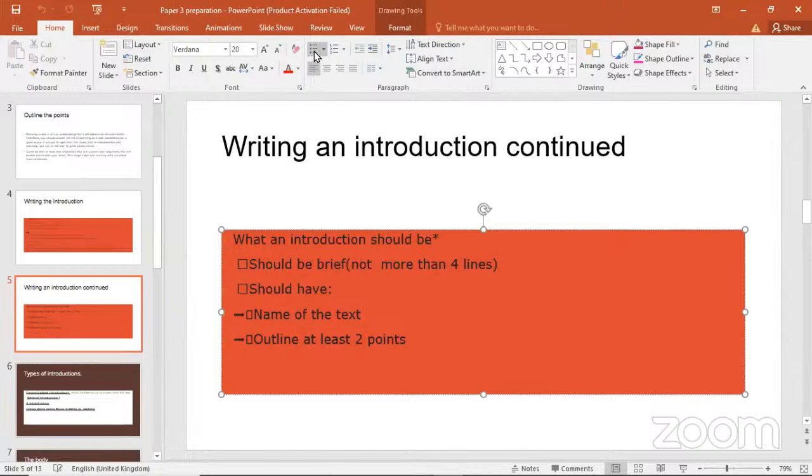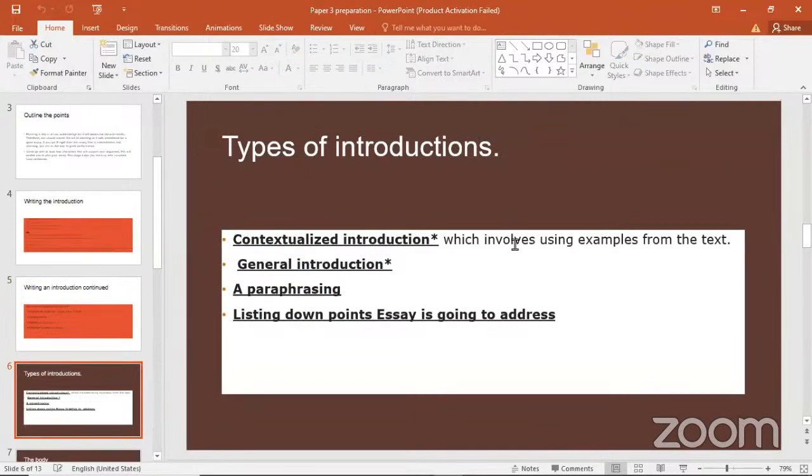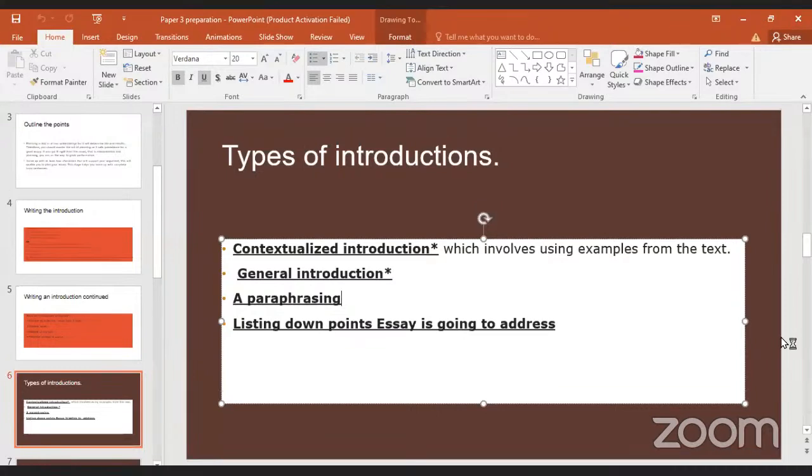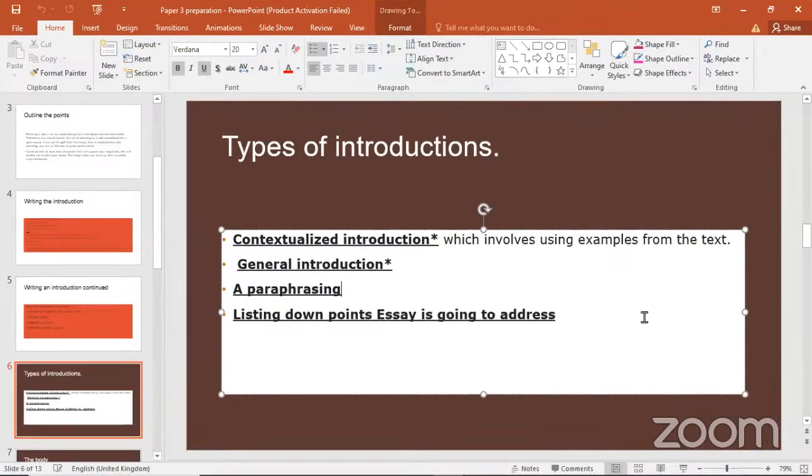I'm okay. All right. So let's look at types of introductions. We can have a contextualized introduction. This one will involve using examples from the text. Just a disclaimer before I even talk about these types: I always say that students should use the introduction they are most comfortable with as long as it passes the message. So I'm not going to tell you that this is a preferable introduction. Each introduction has its own merits and demerits.